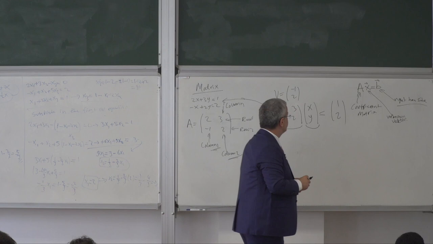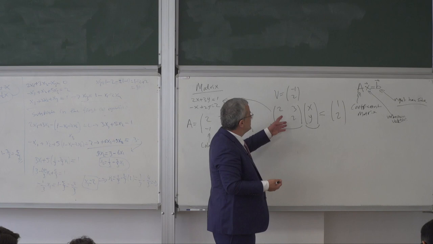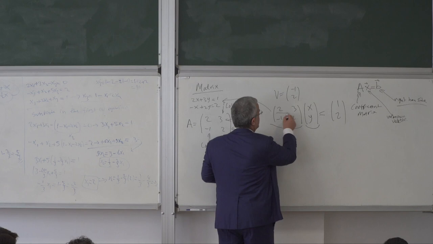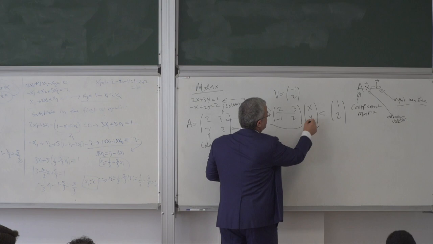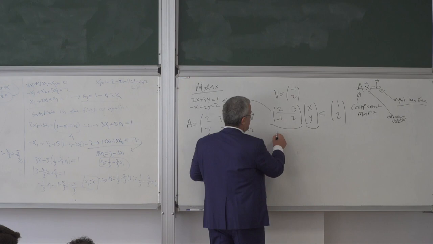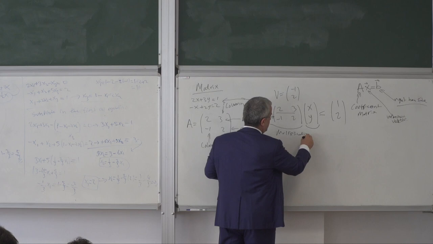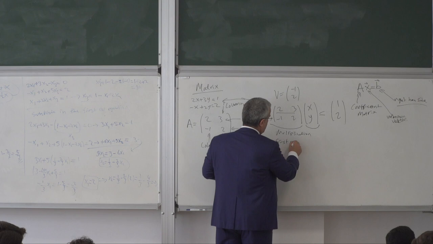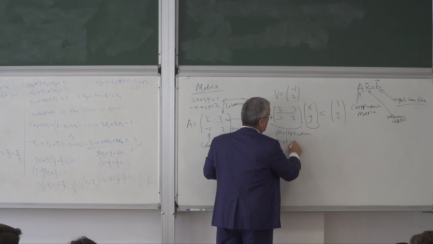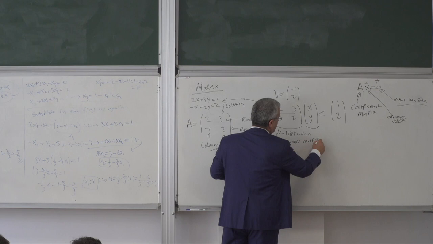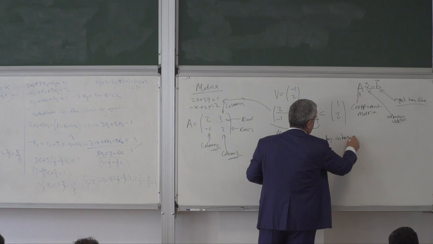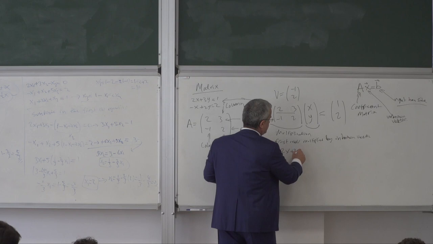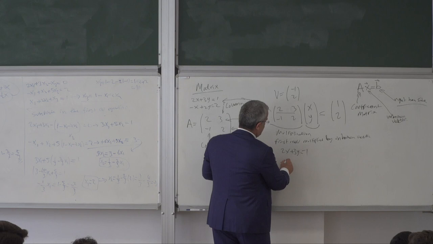So how do you multiply a matrix with a vector? You take the first row and multiply with the column. So 2x plus 3y is equal to 1. So it gives you the first equation. This is a vector multiplication, right? First row multiplied by the unknown gives you 2x plus 3y is equal to 1. Second row, similarly, will give you minus x plus 2y is equal to 2.